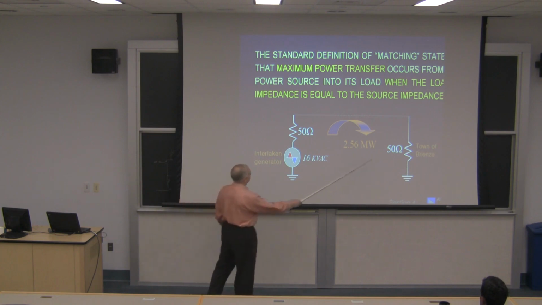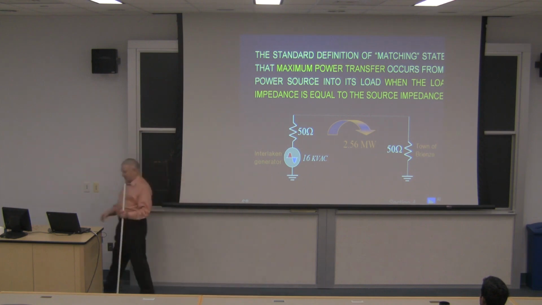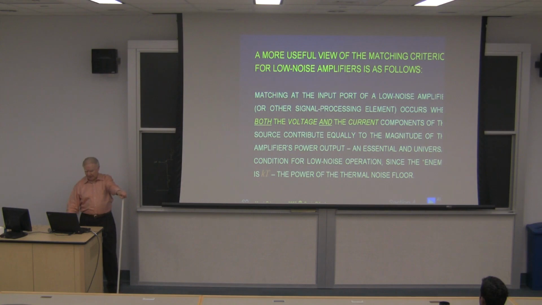Obviously, if it goes higher, less power is transmitted. If it goes lower, less power is transmitted. That's a well-known matching theory, and it applies universally through circuit design. But what can we do in practice about it?